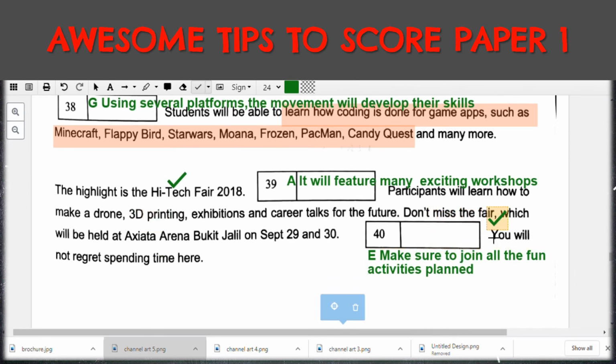Don't miss the fair. What fair? High-Tech Fair, which will be held at Axiata Arena Bukit Jalil on September 29th and 30th. You will not regret spending time here. So what must you do? Make sure to join all the fun activities planned. So all these are the activities, all these are the exciting workshops. So make sure to join.